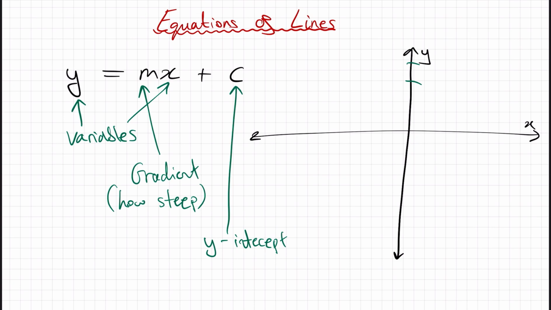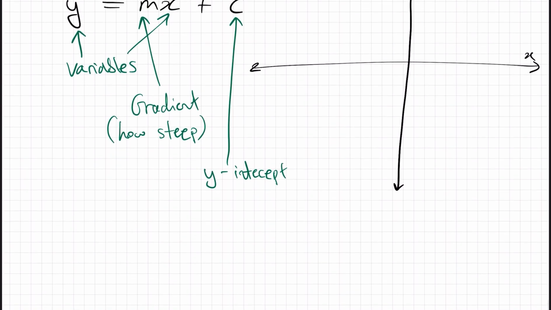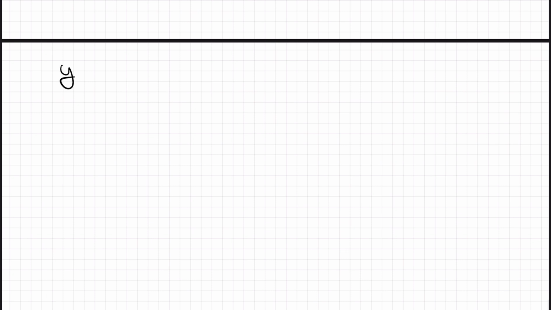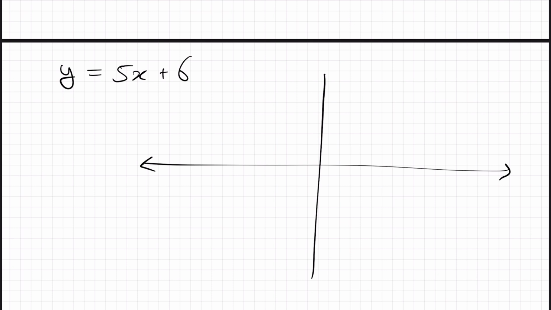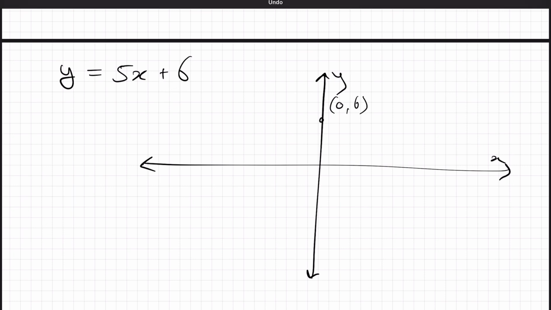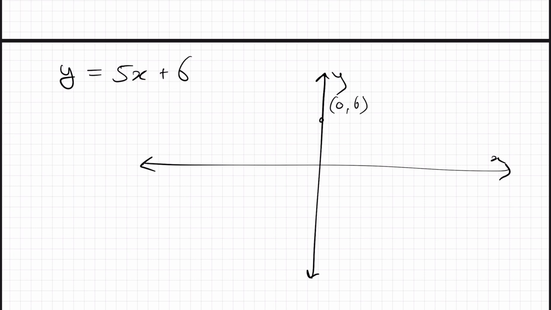Let me show you an example. Let's have y equals 5x plus 6. So this is going to look like this. Now it's easy to sketch this graph because we know all the information we need. We know it crosses the y-axis at (0, 6), given by the y-intercept. We know it has a gradient of 5, so it's going to be relatively steep, like this, and then cross somewhere over here.